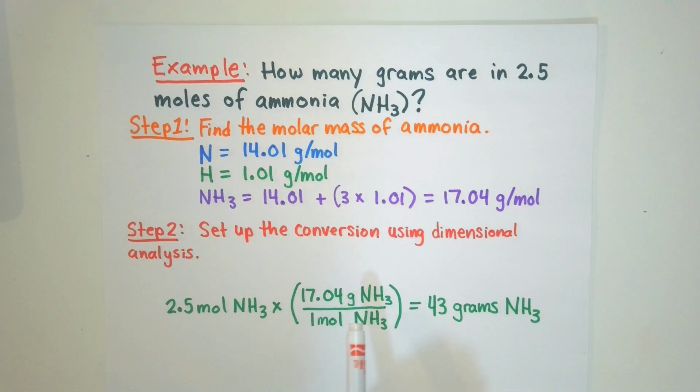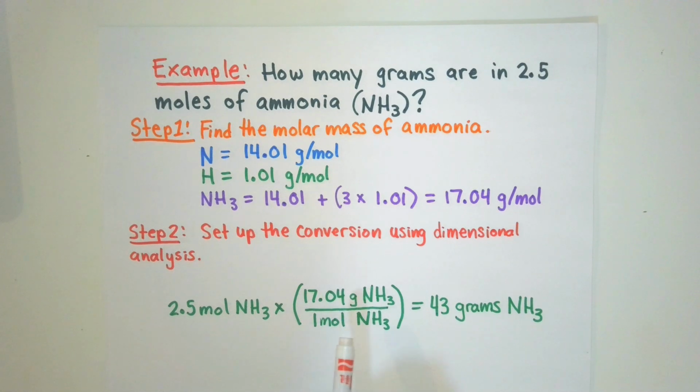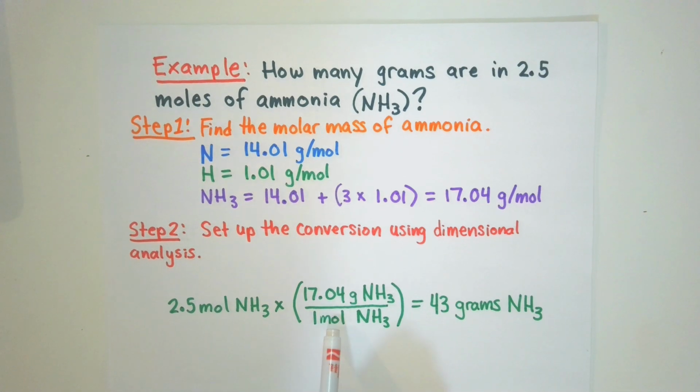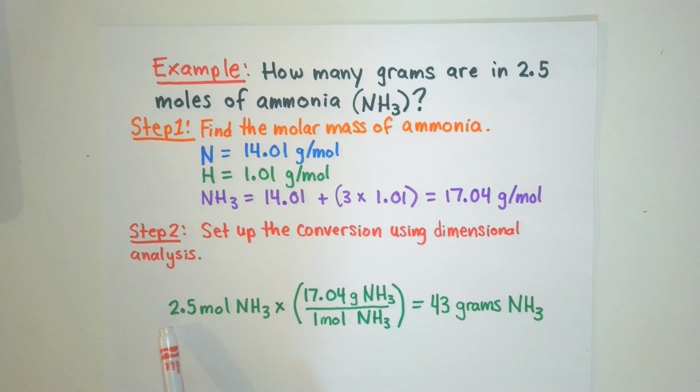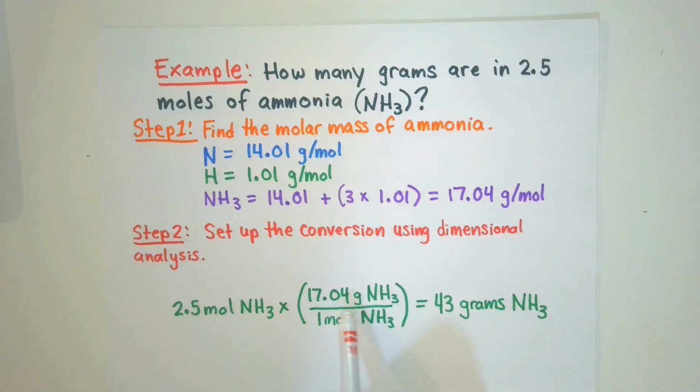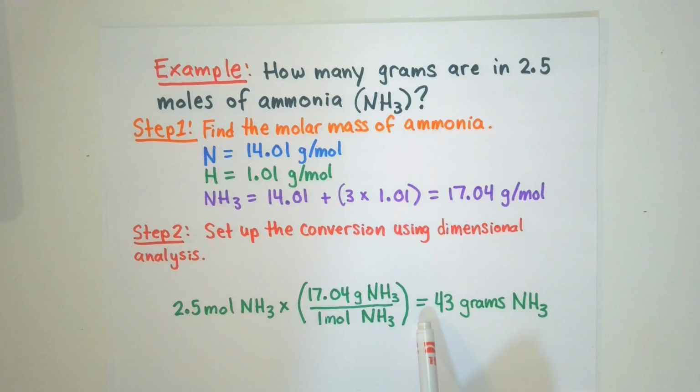We're going to put grams in the top and moles in the bottom because we want our moles to cancel out. Our 2.5 moles of NH3, if this were a fraction, would be over 1. So this would be in the numerator, and our mole would be in the denominator. Since that's the case, the moles will cancel out. So we multiply our 2.5 moles of NH3 times 17.04 grams of NH3 per mole, and then we will have 43 grams of our NH3, our ammonia.